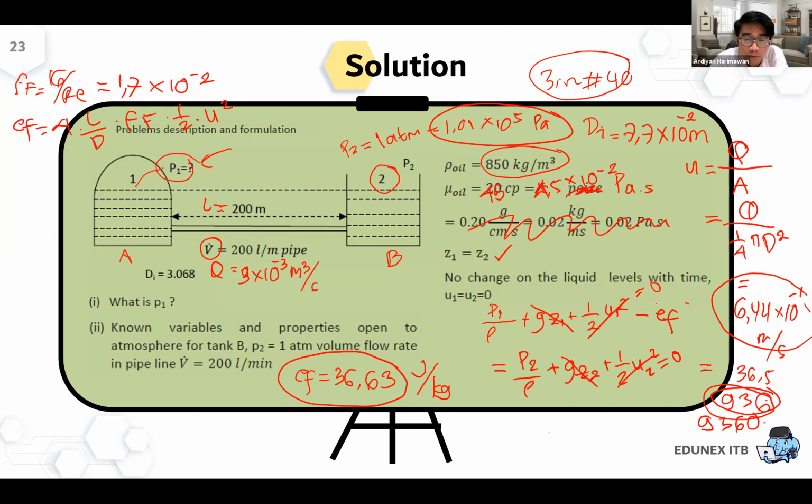Then EF, you have the value 36.63. You have the value of the density, 850. Then you can calculate the value of P1. Please do the calculation. If P2 is atmospheric, 1.01 times 10 to the power of 5 Pascal, then you should be able to calculate P1. Don't forget to incorporate EF. EF in the minus form is 36.63. Okay, please do the calculation.